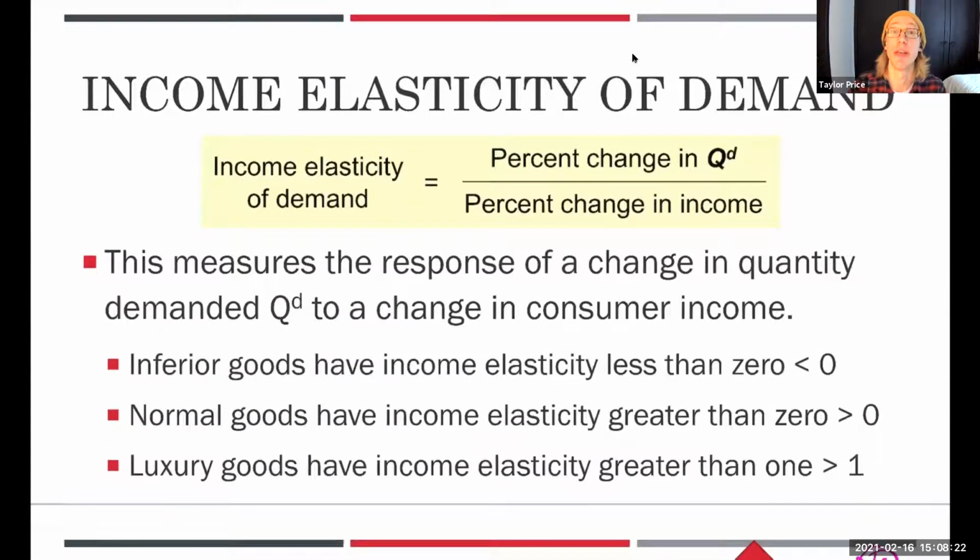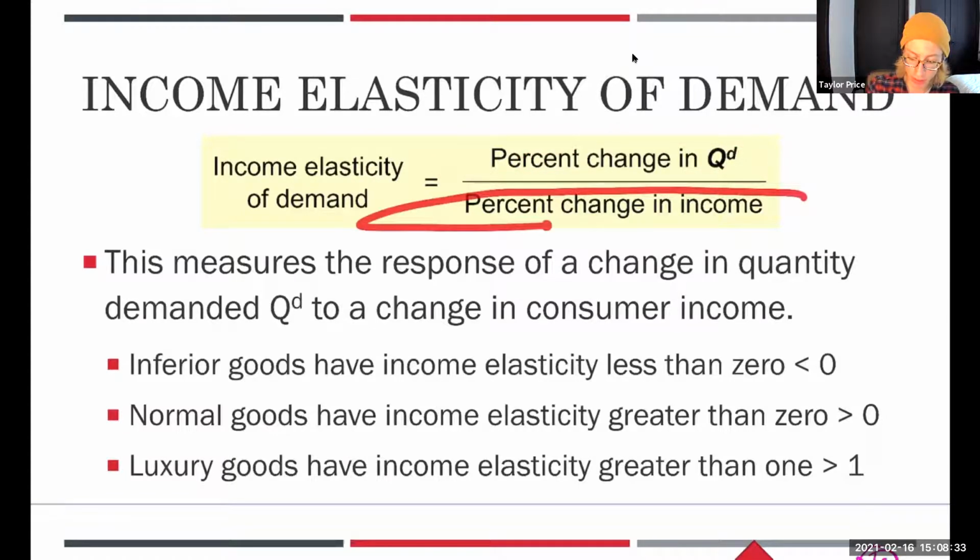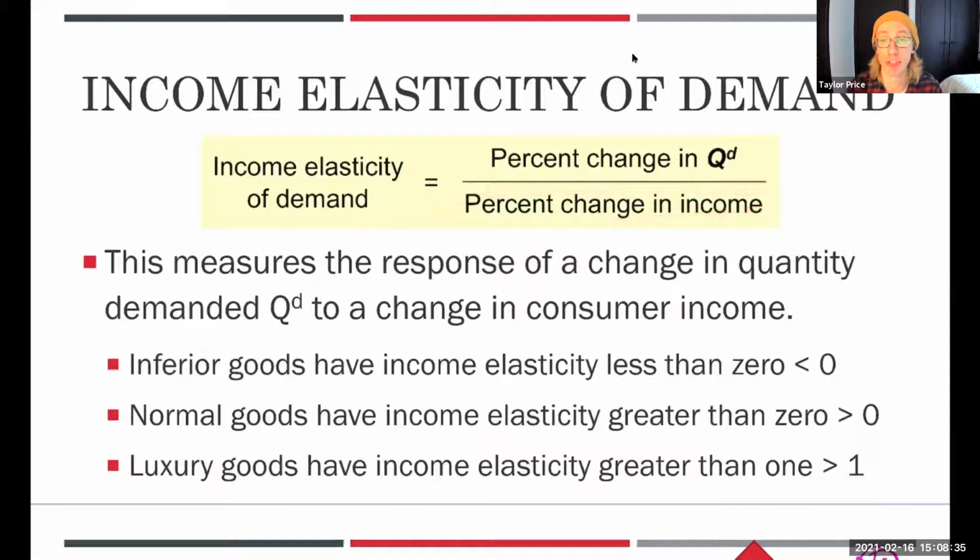Okay, so the next thing is income elasticity of demand. Notice, it still has the percentage change in quantity demanded here, but it switches the price for the percentage change in income. So here we're trying to understand the impact of a change in consumer income on quantity demanded.